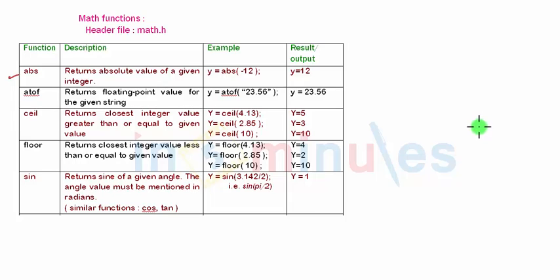The function returns the absolute value, that is positive value, for a given integer. For example, y equal to abs of minus 12 will give me answer as positive 12. If it was y equal to abs in bracket positive 12, it will still give me positive 12 only.